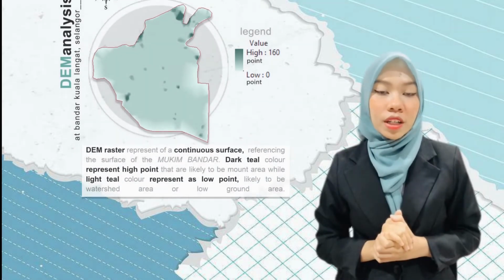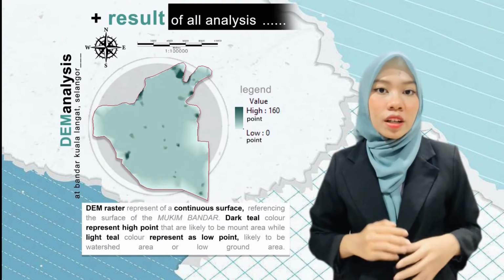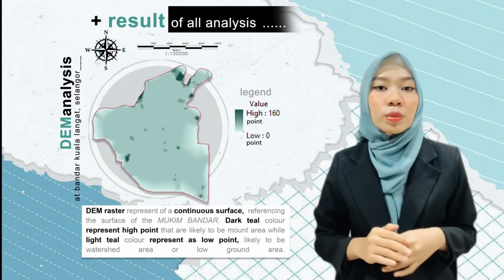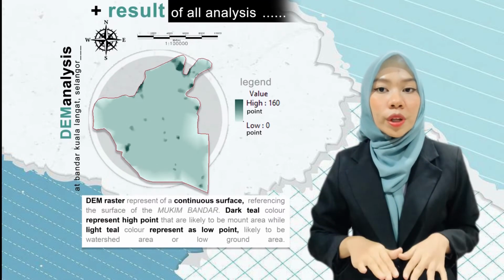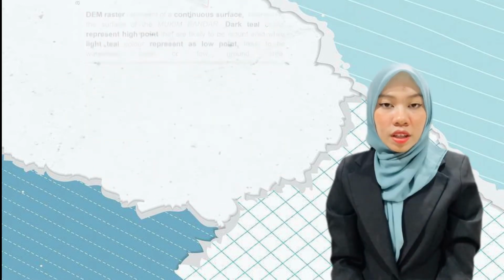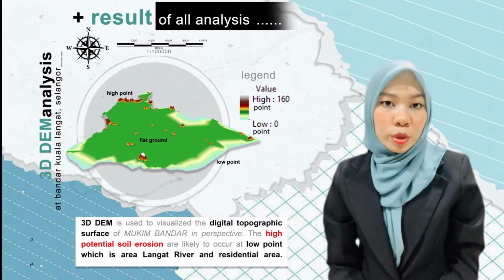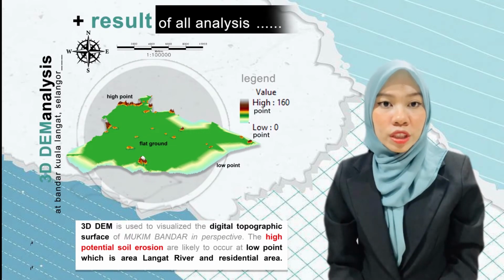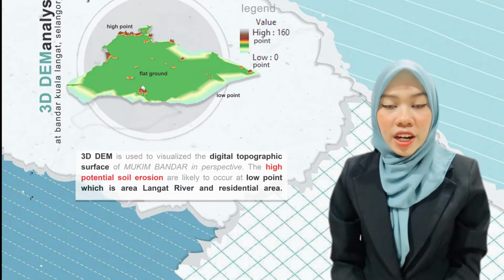Second one is DEM analysis. It represents a continuous surface referencing the surface of Bukit Bandar. Dark thick color represents a high point of the area that is likely to be a mount area, while light teal color represents a low point that is likely to be a watershed area or low ground area. The third one is 3D DEM. 3D DEM is used to visualize the digital topographic surface of Bukit Bandar in perspective. The high potential of soil erosion is likely to occur at low point areas, which are at Langat River and residential area.